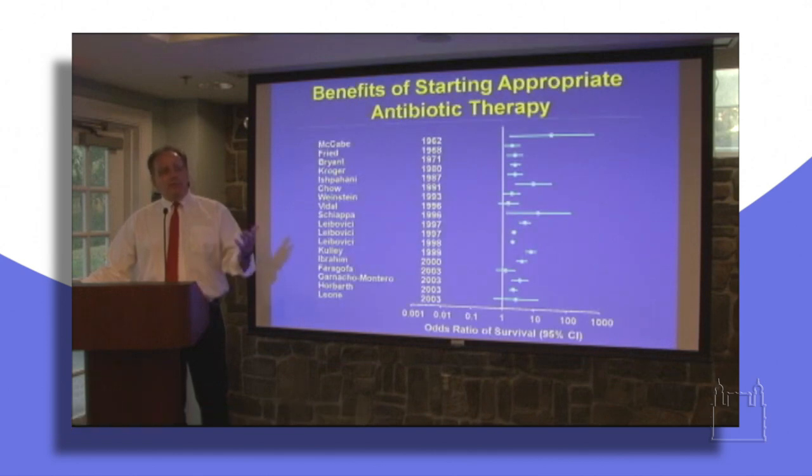Now, let me show you that you don't always need a meta-analysis, and this is one of the mainstays of therapy. It's antibiotics. And this is an analysis that was done of the benefits of starting appropriate antibiotic therapy. Throughout this talk, from here on in, I'm going to be describing the odds ratio of survival. The odds ratio of survival is the probability of surviving in one group, usually the treatment group, over the probability of surviving in another group, usually the control.